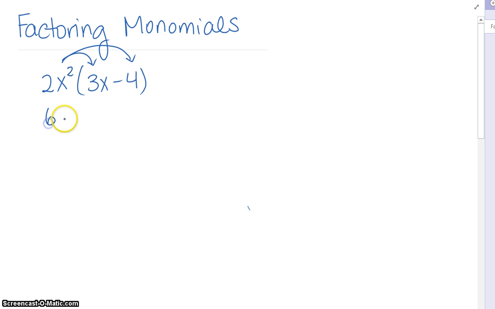You end up getting 6x cubed minus 8x squared. That is expanded and simplified. There's no like terms or nothing else that we can combine. We've done the work. So if you're asked to expand and simplify, you leave it as a single polynomial.